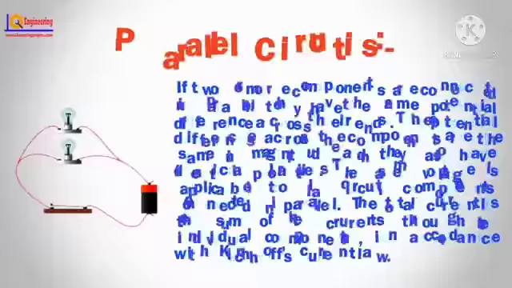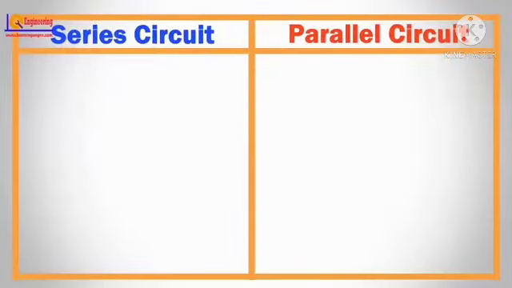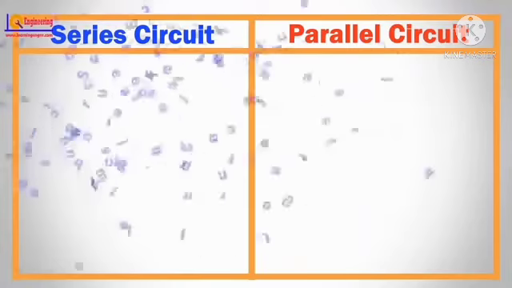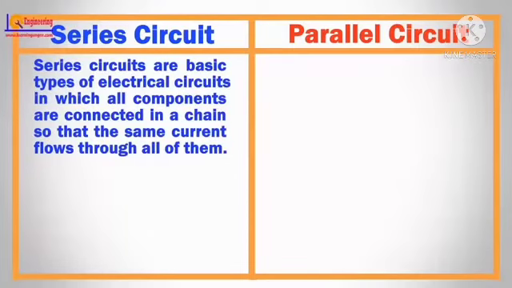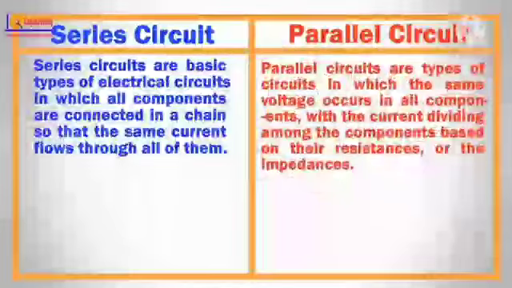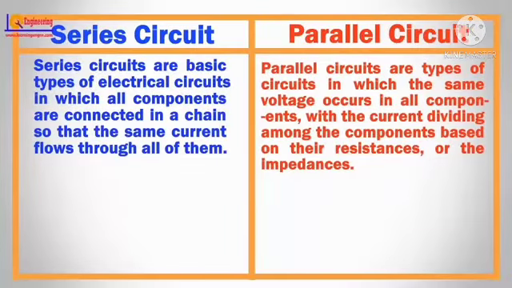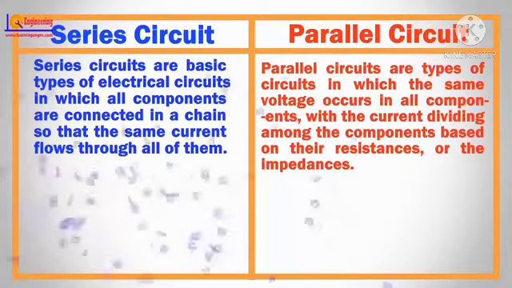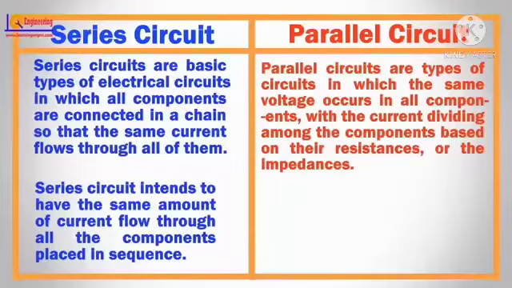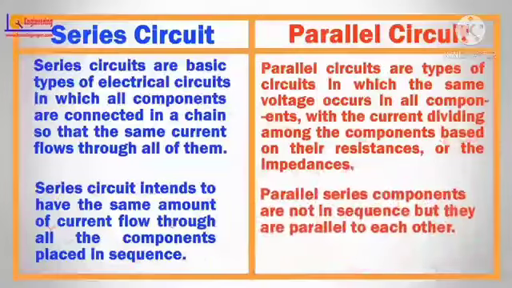The difference between series circuit and parallel circuit. Series circuits are basic types of electrical circuits in which all components are connected in a chain so that the same current flows through all of them. Parallel circuits are types of circuits in which the same voltage occurs in all components, with the current dividing among the components based on their resistance or impedance.